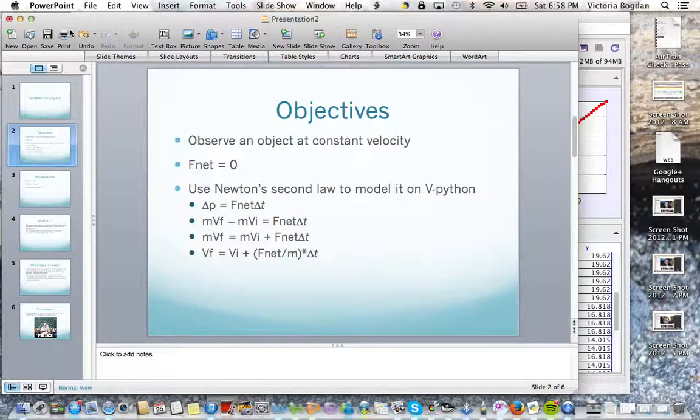We're going to start with the momentum principle, which is the change in momentum is equal to net force times the change in time. And we manipulate this equation to get final velocity is equal to initial velocity plus F net over the mass times delta t. And remember, the net force is going to be equal to 0, so in this lab, final velocity is equal to initial velocity.